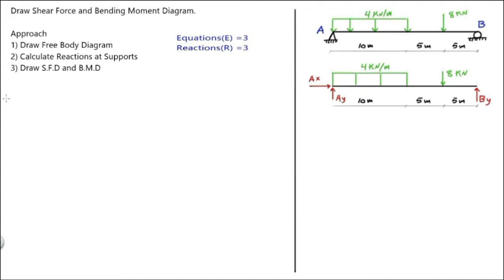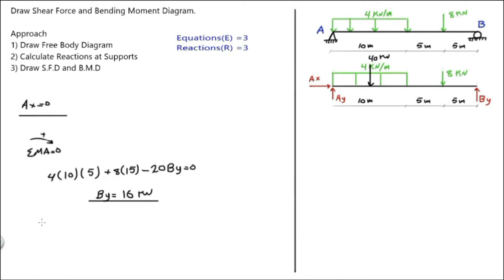Now let's find the reactions at the support. Since we only have one reaction on the x-axis, so Ax equals to 0. On the y-axis, there are two unknowns. So let's take the moment about point A. And I will take clockwise is positive. Now let's take the summation of forces on the y-axis.